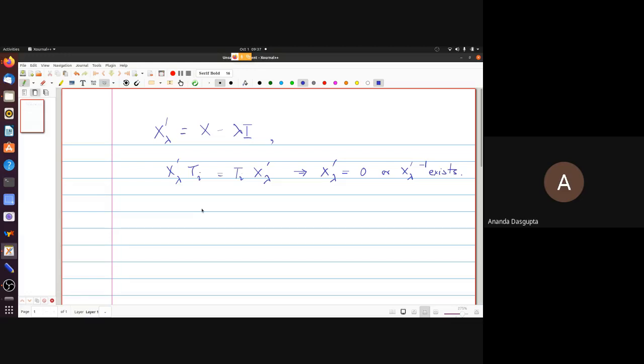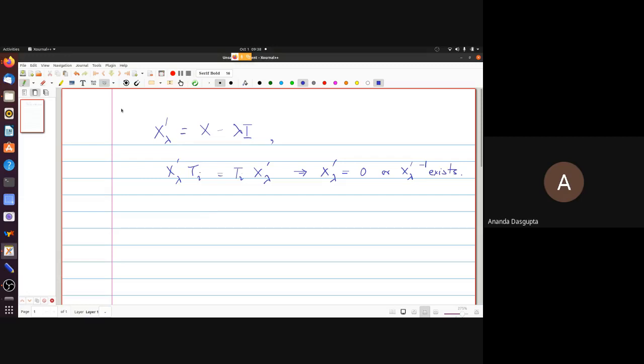Sorry, I actually can't really hear you clearly. Could you slowly say what your objection is again? You said that from Schur's first lemma, x prime lambda will be zero or x prime lambda inverse exists, right? Yes. So if you choose any arbitrary lambda, the chances are that x prime lambda inverse will exist, and we have nothing to say about that. That's fine. There's no problem with that.